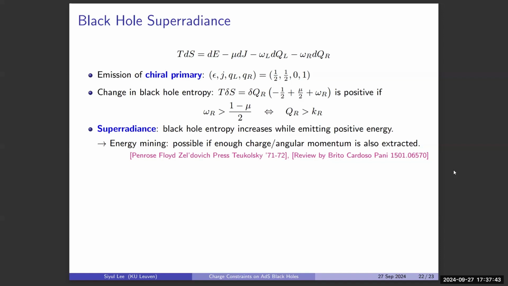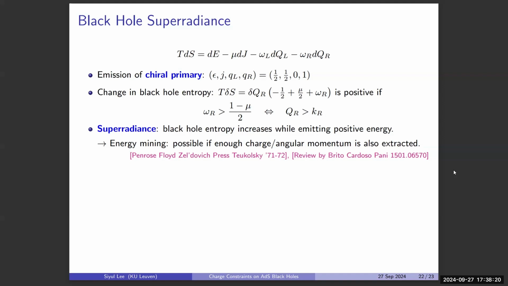They will change the charge of the black hole by some infinitesimal amount, because these will translate into some microscopic units. And as a result, from the first law of thermodynamics, you can compute the change in the black hole's entropy. The change in entropy when it emits the chiral primary may be positive if its charge QR, for example, is larger than KR. It will be Q left bigger than K left if it was emitting the anti-chiral primary. And this phenomenon is known as superradiance, where the black hole dumps a positive energy to somewhere else, but its entropy increases, so it's a spontaneous phenomenon.